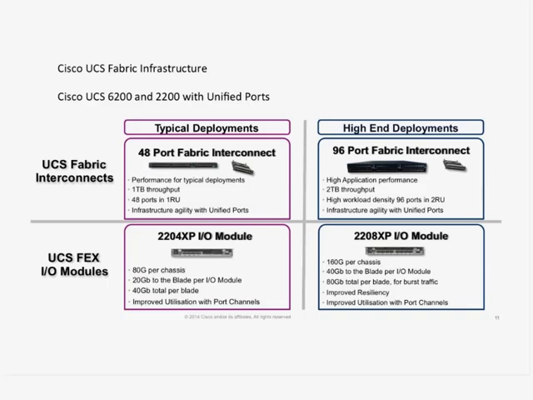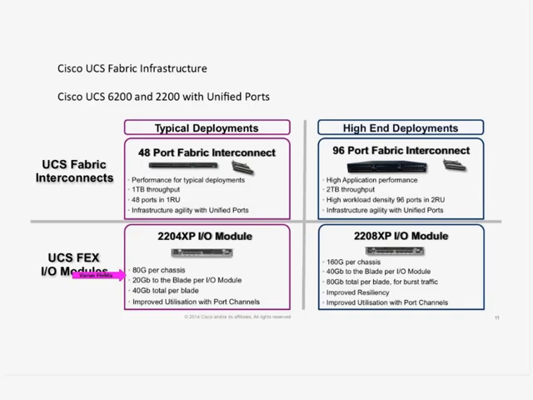This slide also outlines the IO modules that we support. As you can see, it speaks about the 2204 and 2208. The 2204 gives 80 gigs to the chassis, and the 2208 gives 160 gigs to the chassis. That is 20 gig per plate and 40 gig per plate. I'm pretty sure you might be wondering how I would derive these numbers. Once I speak about IO modules, I'll explain the calculation that goes behind this capacity.